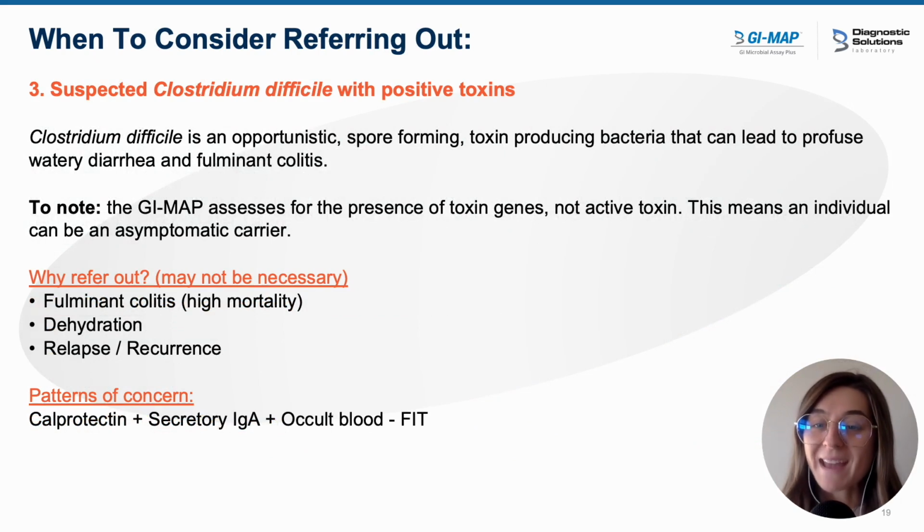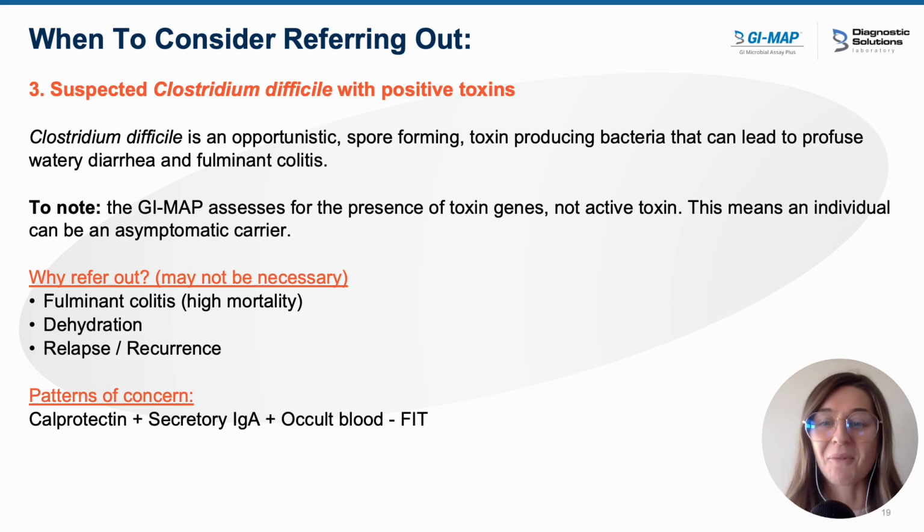Scenario number 3, when we might consider referring out, is going to be a suspected Clostridium difficile infection with positive toxins. So Clostridium difficile is an opportunistic, spore-forming, toxin-producing bacteria that can lead to profuse watery diarrhea and fulminant colitis. There is really no mistaking a C. diff infection. If you know that you have C. diff, it has a specific smell, a specific texture, and there's usually very profuse watery diarrhea where individuals cannot leave their house when they have this specific infection.